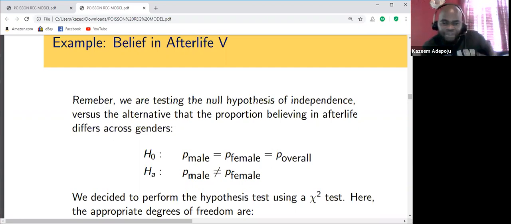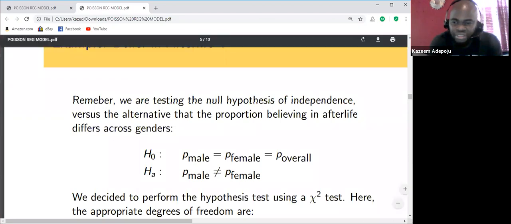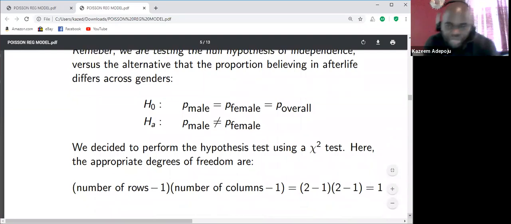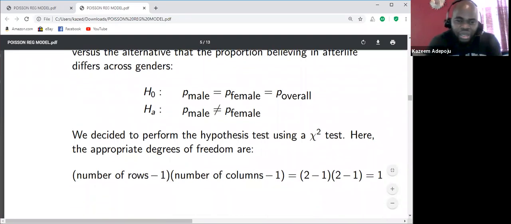Under the alternative, the belief among gender is not the same. Now we decided to perform the hypothesis testing using the chi-square test. Of course, we've gotten the test statistic value of the chi-squared. Now we need to get the degree of freedom associated with the chi-squared, and it's the number of rows minus 1 multiplied by the number of columns minus 1.